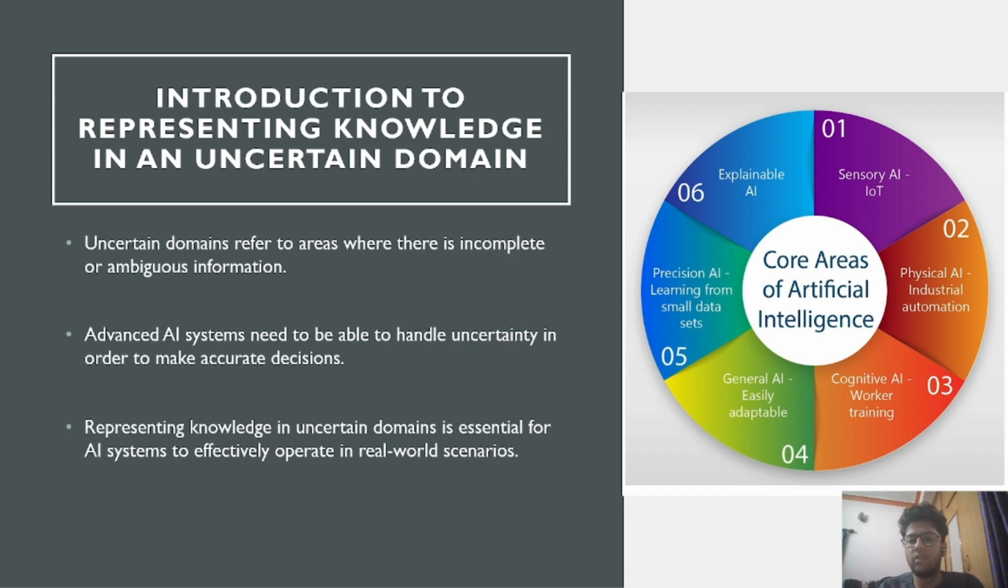the real world scenarios. In which we can see the core areas of artificial intelligence, that is sensory AI, IoT, and then the second one being physical AI and industrial automation, cognitive AI, general AI, precision AI, and explainable AI. So these are the different domains in which AI systems can be used, and in real world scenarios, in each domain there are certain uncertain sets which are ambiguous.